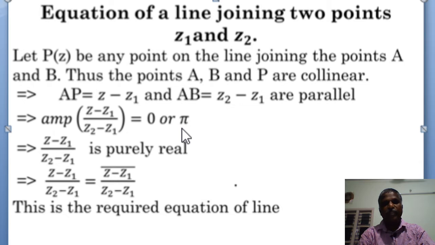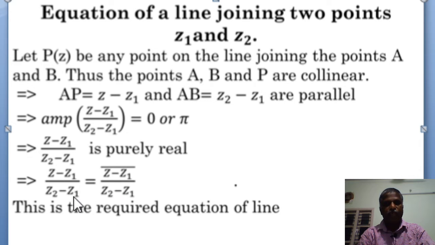Therefore, the amplitude of AP by AB, that is z minus z1 by z2 minus z1, is equal to 0 or pi. If the amplitude of a complex number is 0 or 180 degrees, then that complex number must be purely real. That is, there is no imaginary part. If the complex number is real, then the conjugate of that real number is itself. So z minus z1 by z2 minus z1 is equal to the conjugate of z minus z1 divided by z2 minus z1. This is the required equation of line in complex form.